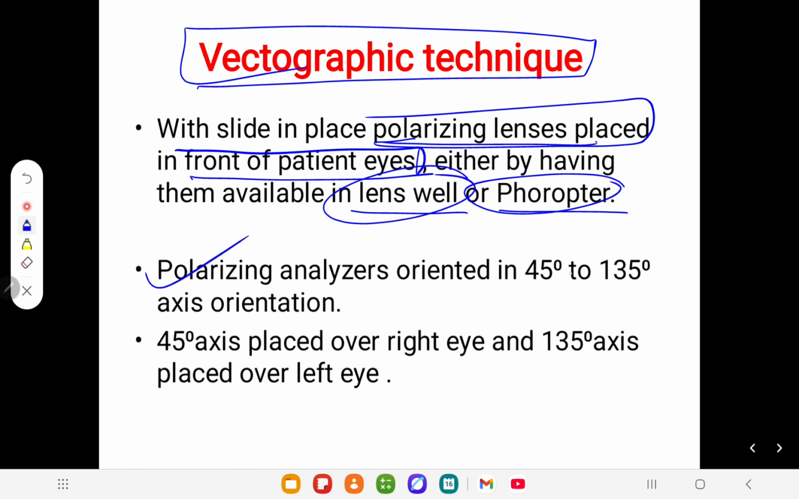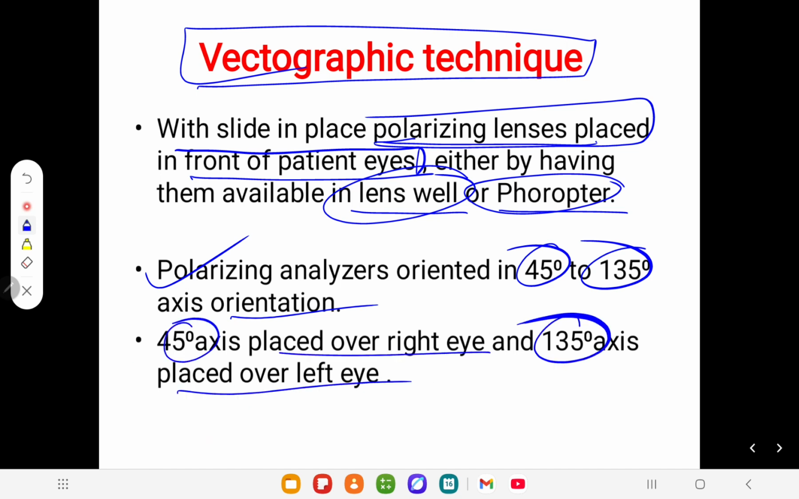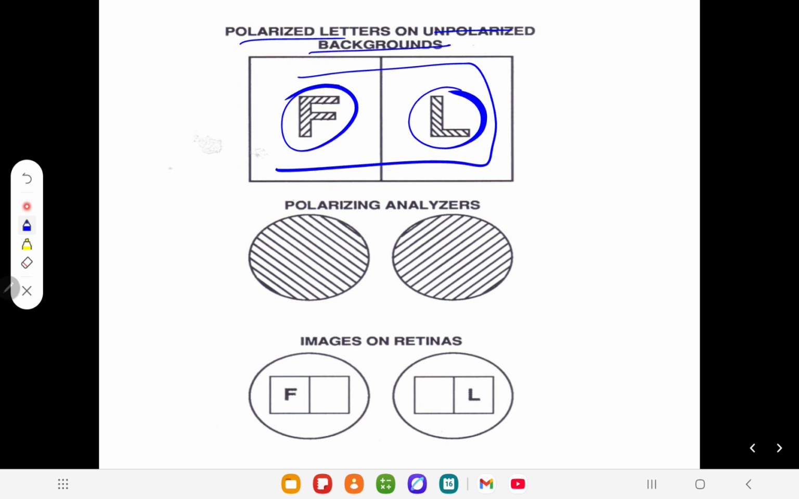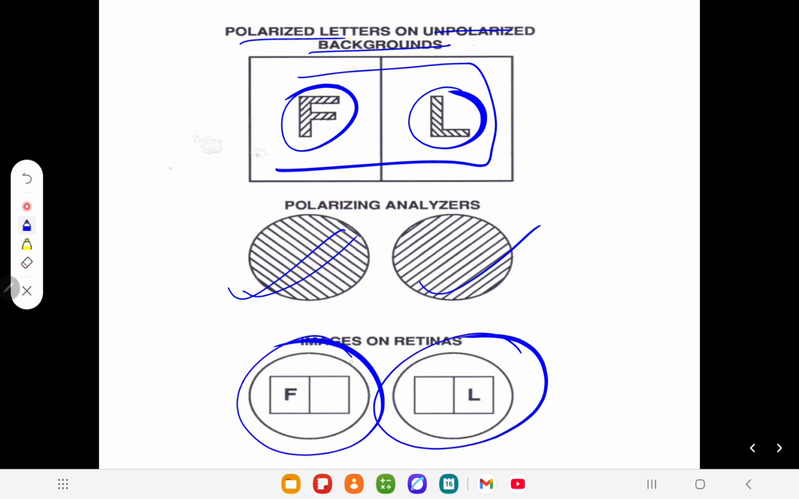The polarizing analyzer is arranged at 45 degrees and 135 degrees. The 45-degree axis is placed over the right eye and the 135-degree over the left eye, which is very much the same, isn't it? So the target is also polarized. Can you see the polarized letter on an unpolarized background? The background is not polarized, but the letter itself is polarized. So you do the opposite with the analyzer, and then your left eye has the F image and your right eye has the L image, but your right eye cannot see F, and your left eye cannot see L.